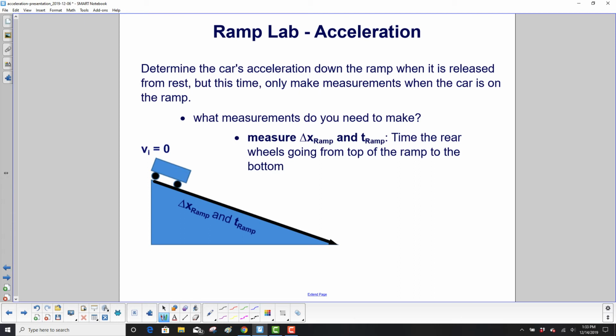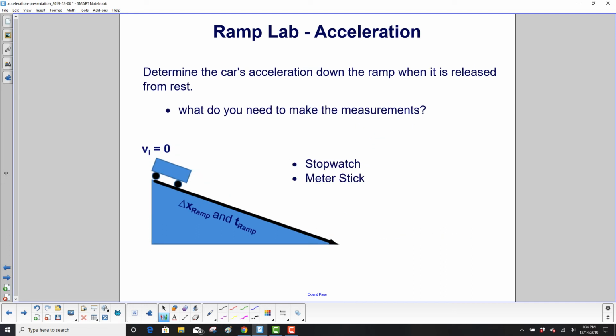First, we will measure the length of the ramp, delta x ramp, and that's going to be right here. That's the length of the ramp. And the time it takes for the car, which starts with an initial velocity of 0, to get to the bottom. And to be consistent, here's the rear wheel right here at the top. We won't stop our timer until the rear wheel of the car hits the level surface down here.